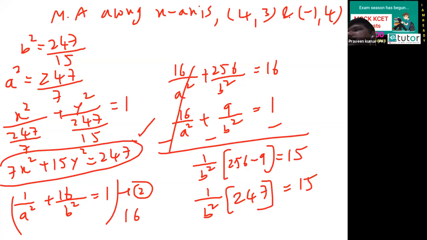Conjugate axis and transverse axis will come in a hyperbola, not in an ellipse. Here we say major axis and minor axis. There we say transverse and conjugate. Okay.